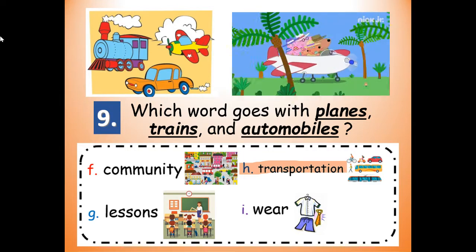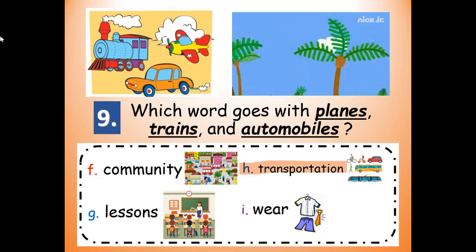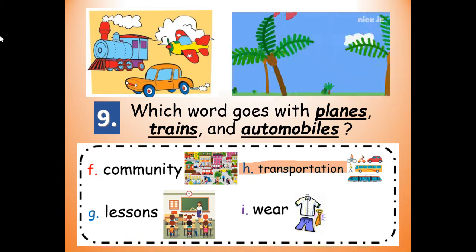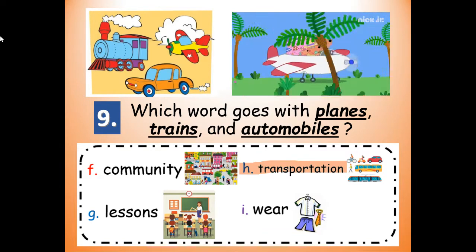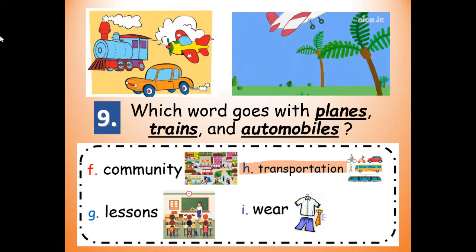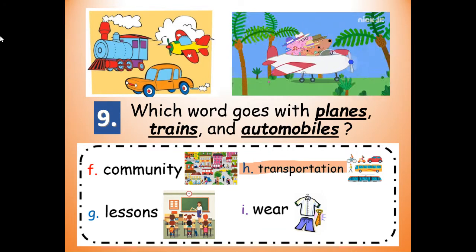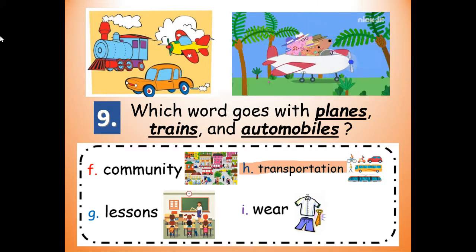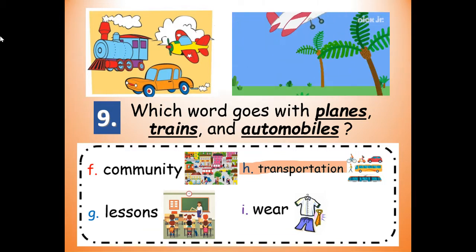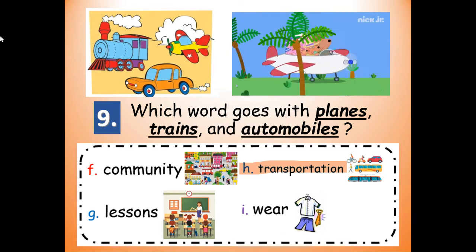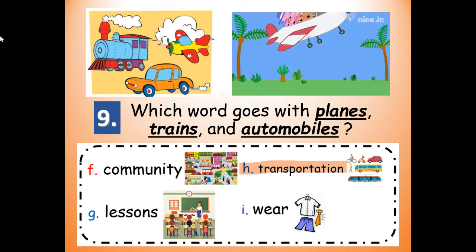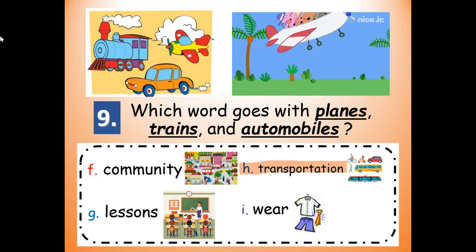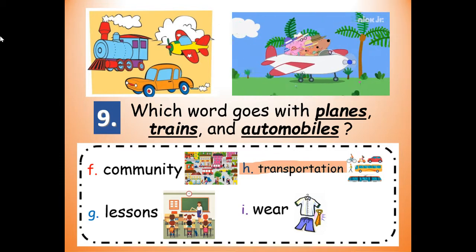Transportation. Transportation goes with planes, trains, and automobiles because planes, trains, and automobiles are all forms of transportation. They take us different places from one place to the next. Transportation.